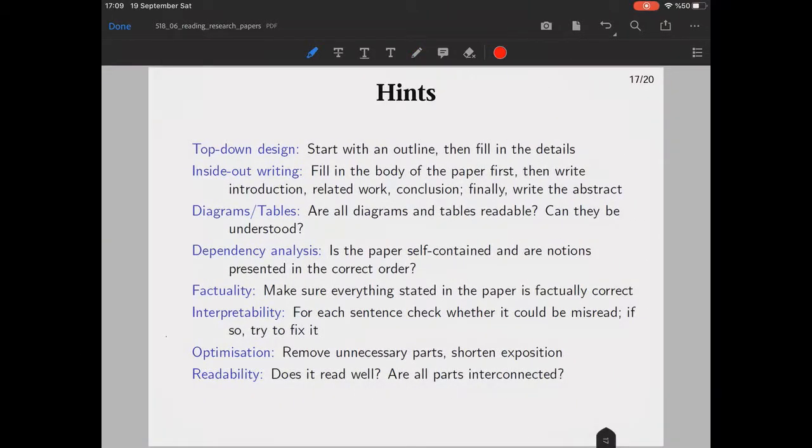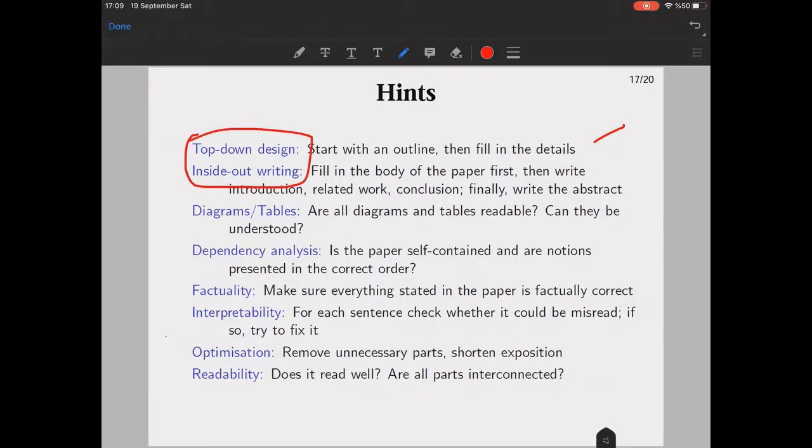Okay, these are the hints for a research paper. When you're writing, you need to be careful about this, and when you're evaluating, you should make sure that the authors satisfy these. So these hints are valid for both sides of the coin. Top-down design starts with an outline, then fill in the details. There are two types of design. And inside-out writing: fill in the body of the paper first, then write the introduction, related work, conclusion, and finally the abstract. This is called inside-out writing.